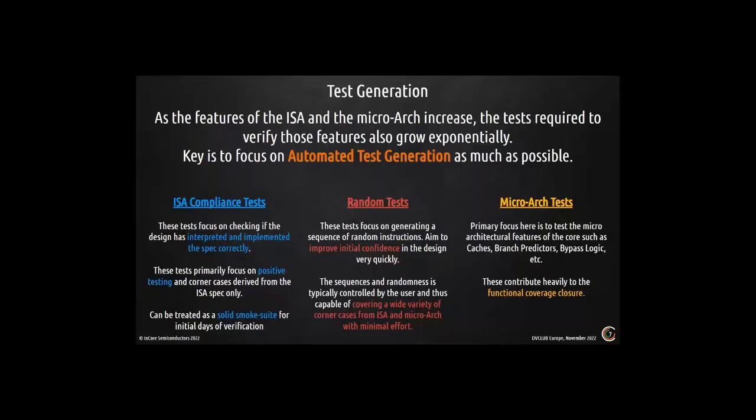So it acts as a good smoke screen. And then there are random tests, which will help you improve the initial confidence, because they generate a wide variety of random corner cases, both in the ISA and microarchitectural space. And you can quickly increase your coverage by using random tests or nightly schedules in order to get there. Finally, microarchitects, you definitely want to spend a lot of time here. And the idea here is to hit that functional coverage to the last one in order to claim as close as possible to being bug-free.